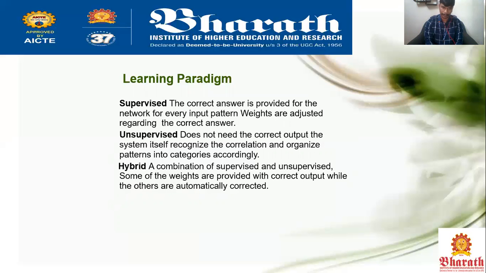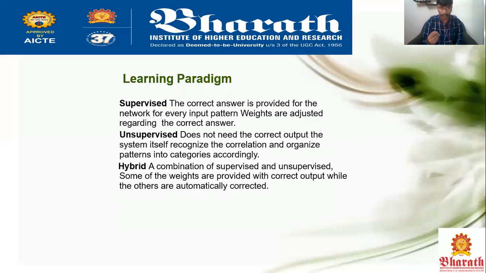And the learning paradigm is classified into three types. One is supervised, another is unsupervised, and the third is hybrid. Supervised means a correct answer is provided to the network for each input pattern, and weights are adjusted according to the correct answer. To produce the targeted output, each component's weight will be adjusted. That is known as supervised.